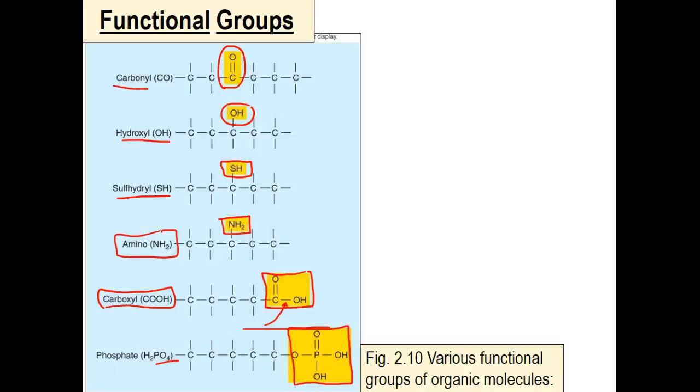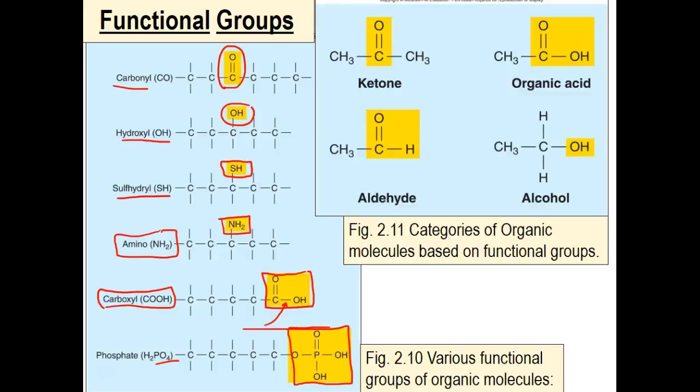Based on these functional groups, there are these categories of organic molecules that you need to know. When the carbonyl group is in the center of two carbons shown here, this is a ketone. And here you have an aldehyde, the carbon double bonded to an O, but then also singly bonded to a hydrogen. The acid we talked about with the carboxyl group, forming an organic acid, was also down here. And the OH is found on alcohols.